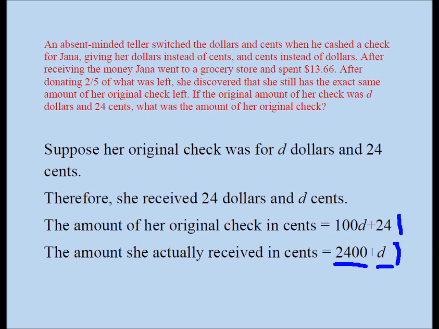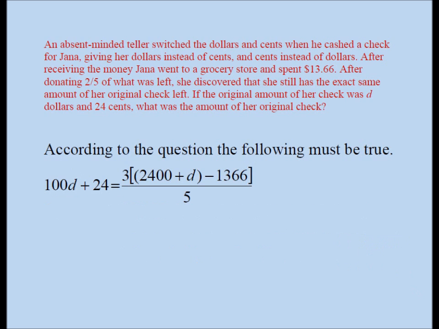Let's change our color. This is the amount she should have gotten in cents, and this is the amount she received in cents. And we have to keep those two straight. So let's read the question once again very carefully and construct our equation. The original amount that she should have gotten in cents is 100D plus 24. But did she get that amount? No, she received this amount instead.